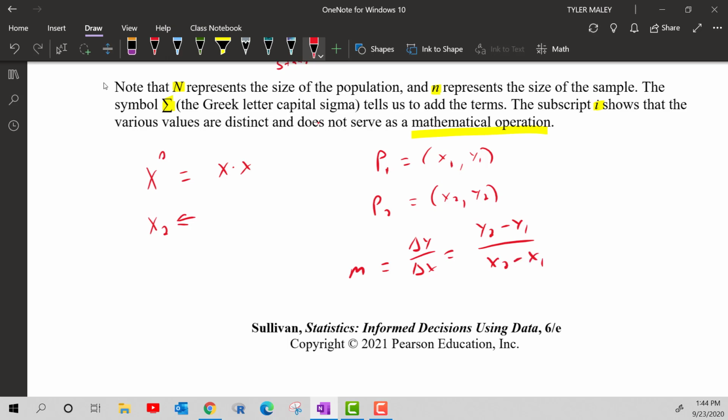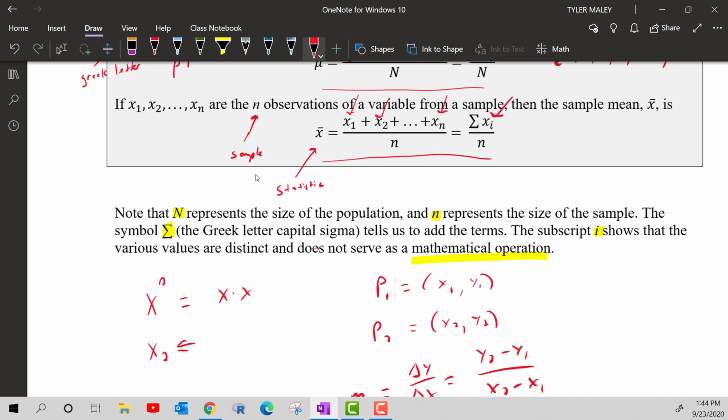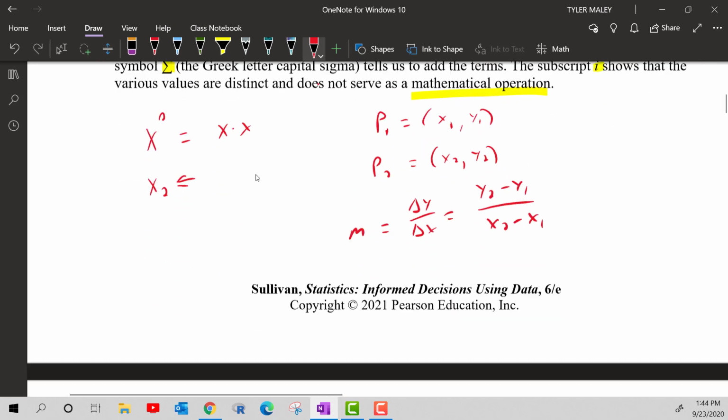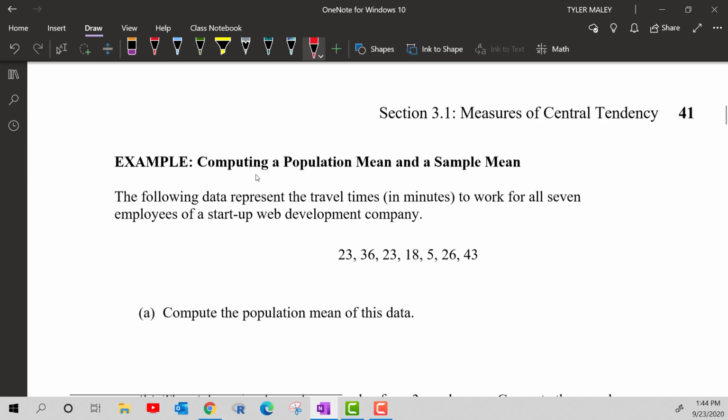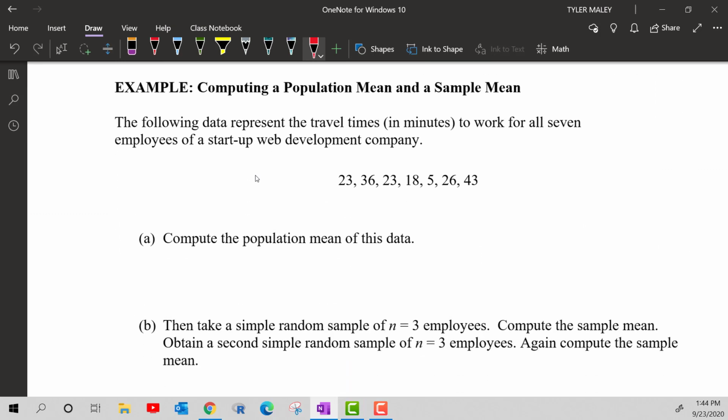So maybe you've seen subscripts before. That's all that it means. It's just to show that things are distinct.